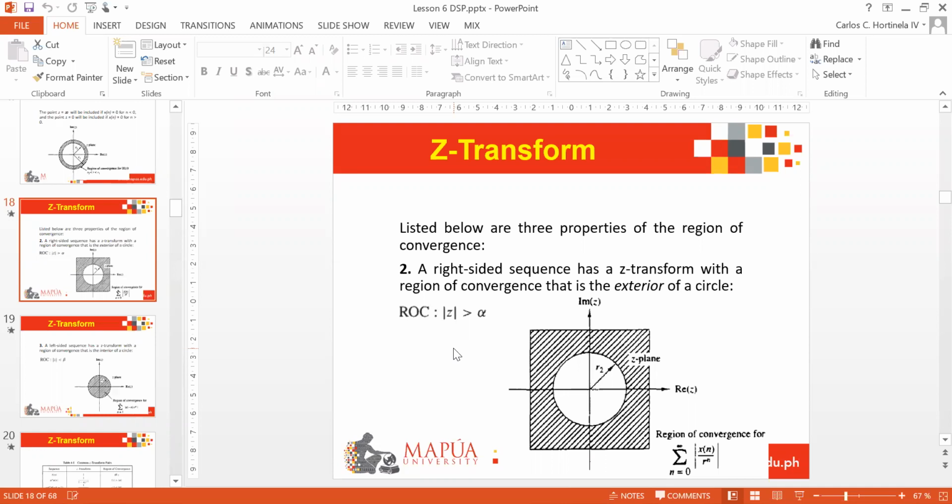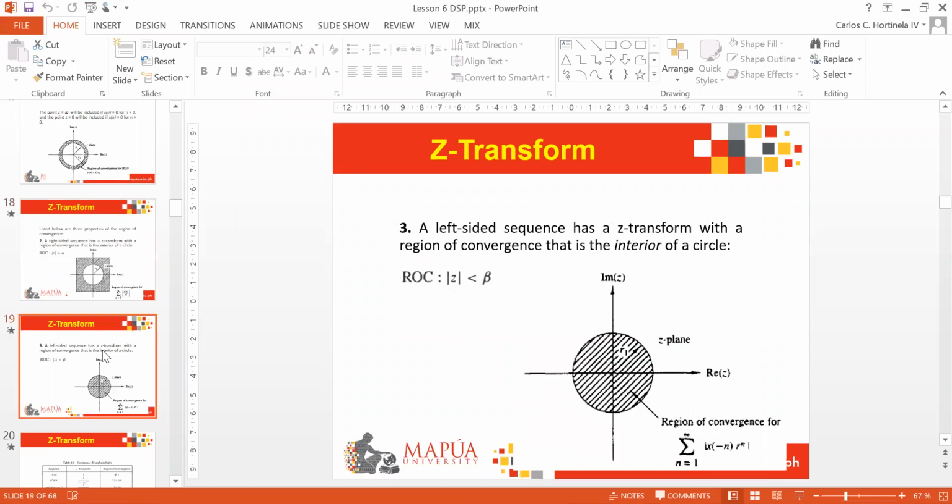The other region of convergence is all values inside your circle. This is for the left-handed sequence. This means that if the given signals are on the left side, which is negative n, then automatically the region of convergence would be all values inside your circle. Again, this may be smaller than a unit circle. The value there would be beta.